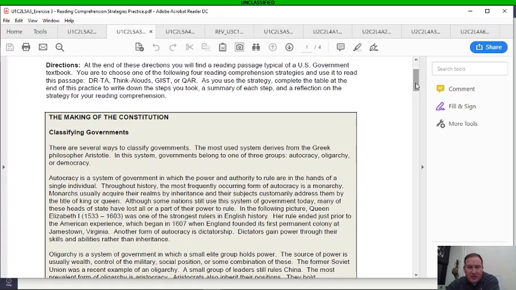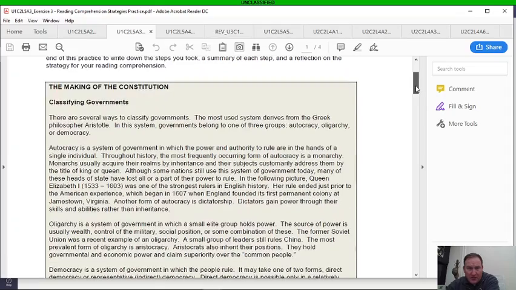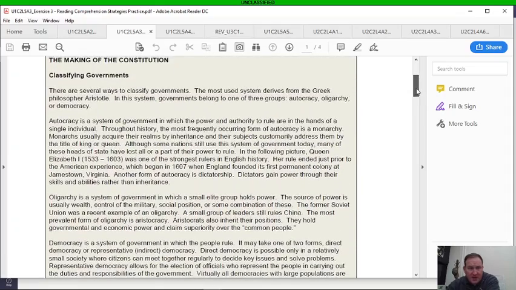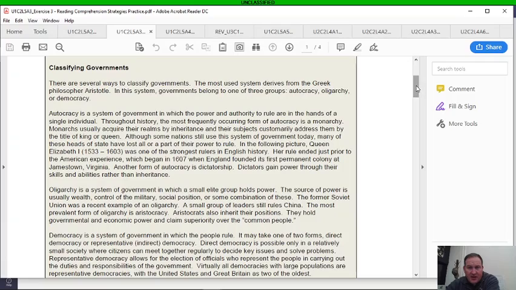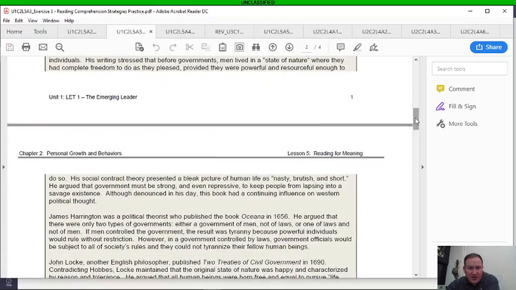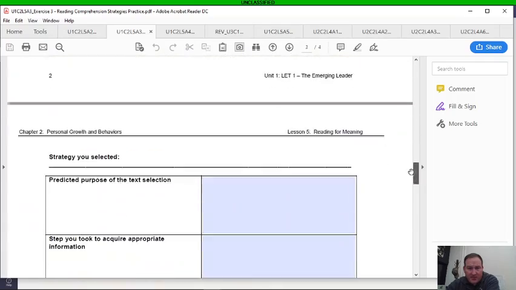Choose which one of the comprehension strategies you are going to use, whether you're going to summarize each paragraph, do the main point, do the gist, do the think aloud or whatever. So let me go ahead and start reading it, and that'll be your piece, because it's fairly long here.